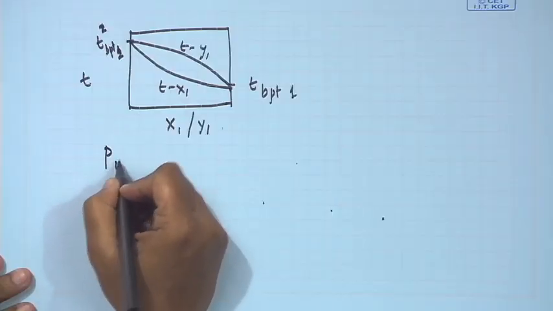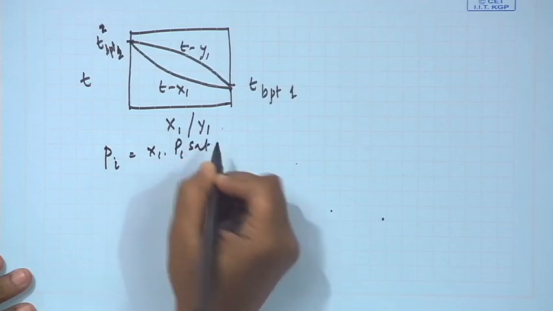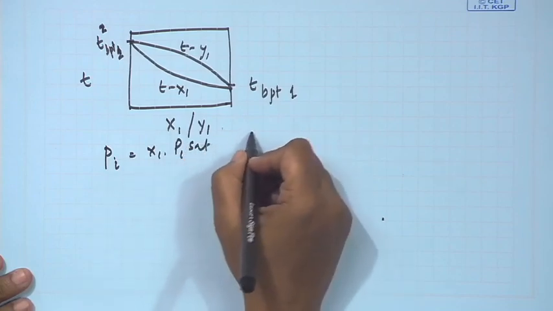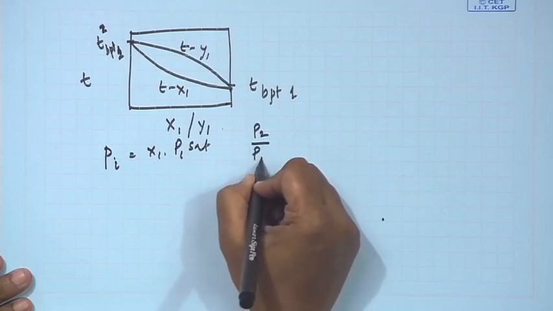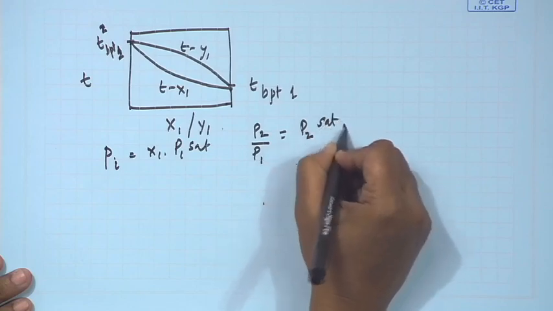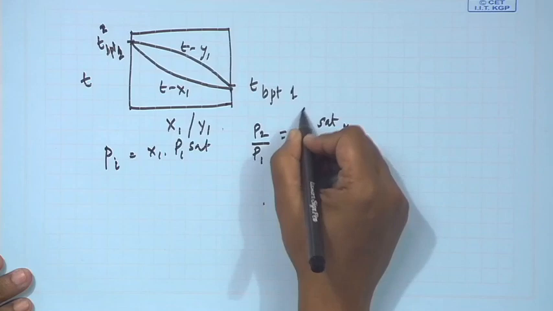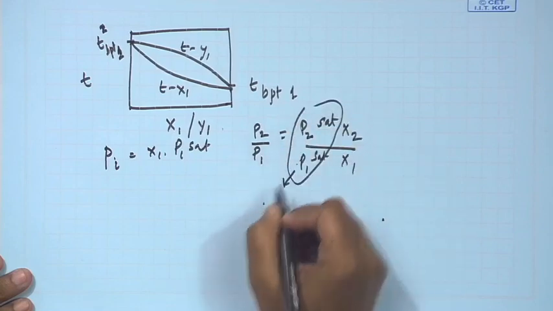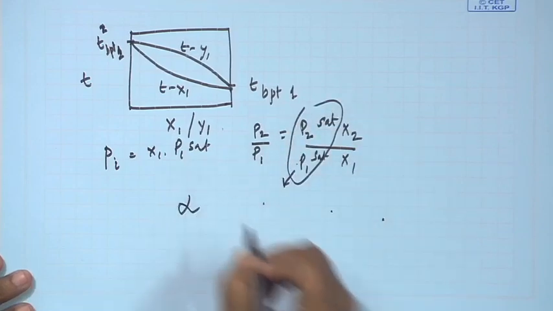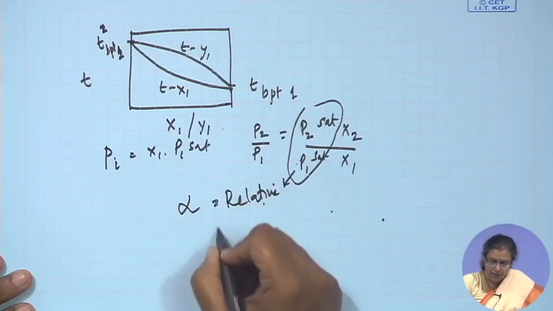Now in this particular case, I can just mention that Pi equals Xi Pi saturated, or in other words, for two component mixtures I can write down the ratio of their partial pressures as P2 saturated X2 by P1 saturated X1. Now this particular ratio, this P2 by P1, is known as alpha, which we define as the relative volatility.